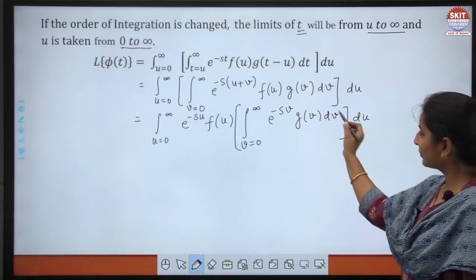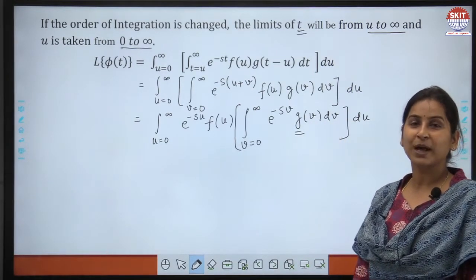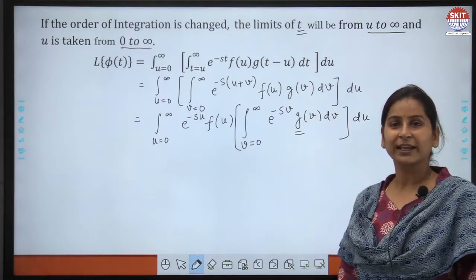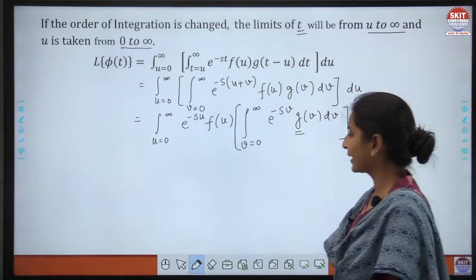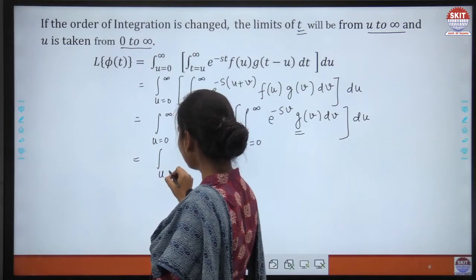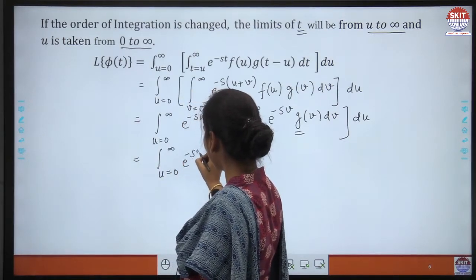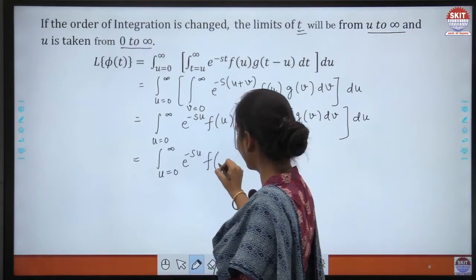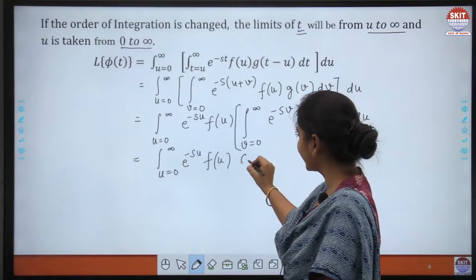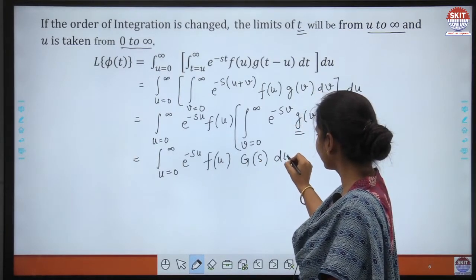So this is nothing but Laplace of this function, and hence I can replace it by g of s. Whether I have a variable t or whether I have a variable v, it doesn't matter. So I can write down this integral as the integral from u = 0 to infinity of e to the power minus su, then I have f(u), and this complete bracket will be replaced by g of s, and then I have du.